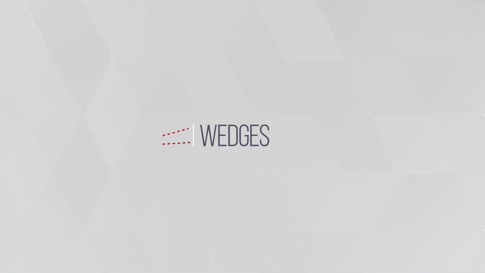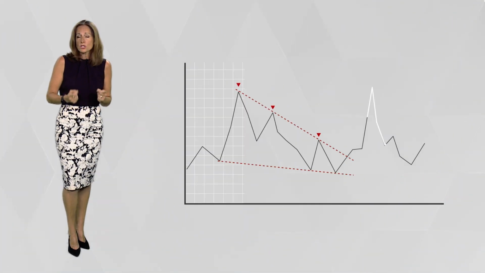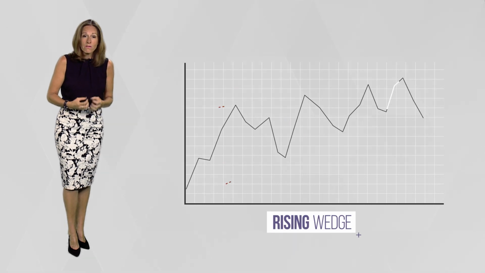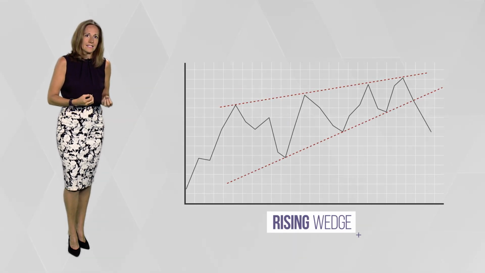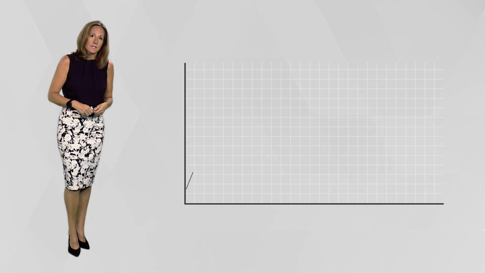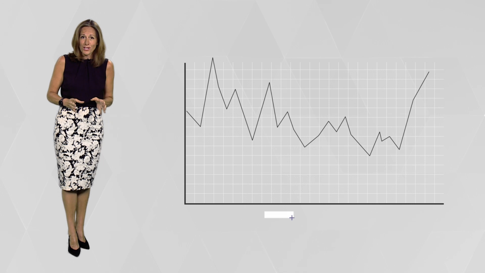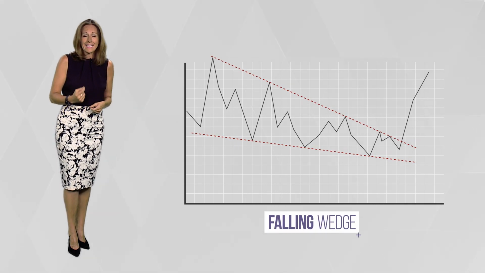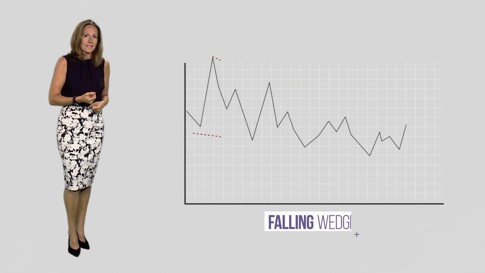Another type of pattern, a wedge, forms where a market's price starts to narrow between two sloping trend lines. A rising wedge is formed where there are two upwardly slanted lines, with the price likely to push lower once the pattern has fully developed. A falling wedge, on the other hand, is where there are two downwardly sloping lines. It indicates that the price is likely to rise.